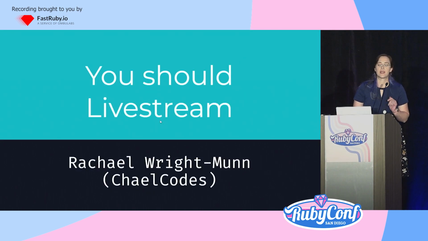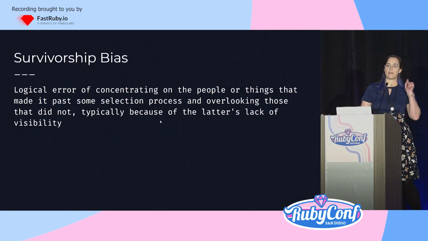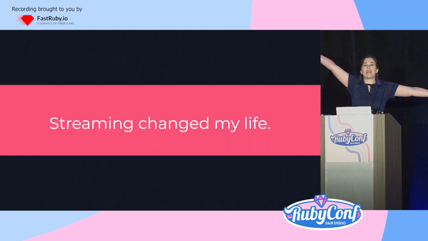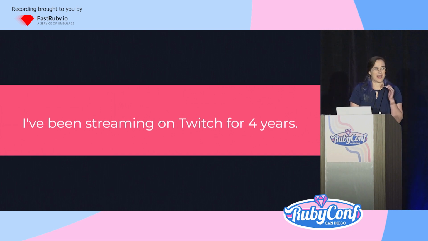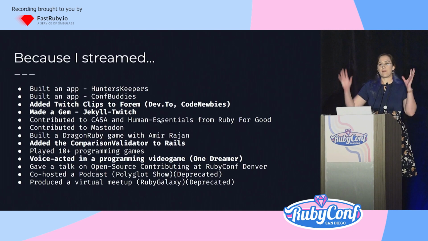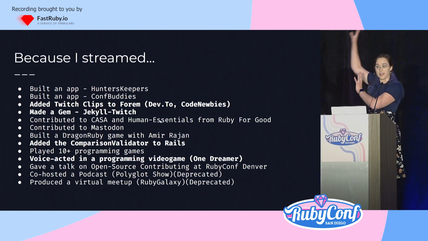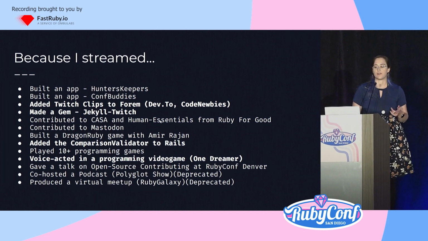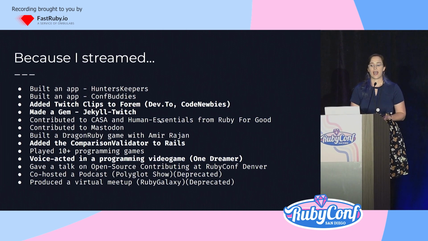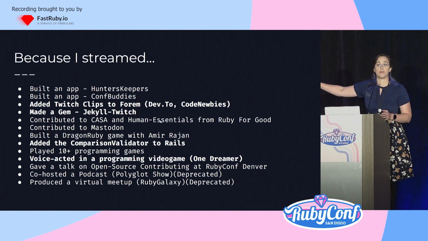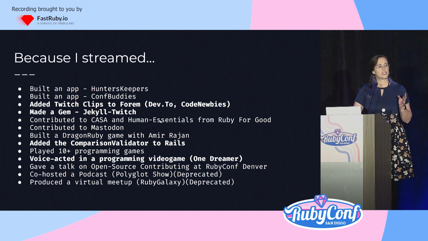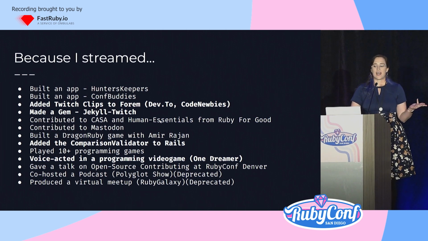You should live stream. This is a talk about survivorship bias. Just kidding. Streaming changed my life. So I've been streaming on Twitch for the past 4 years, thank you. And because I streamed, I did all of these things live on Twitch. I added Twitch clips to 4M. I made a gem, Jekyll Twitch. I added the comparison validator to Rails, and I voice acted in a programming video game. And I never could have imagined that I could have done any of these things before I went live on Twitch. Which begs the question, why did I do it, right?